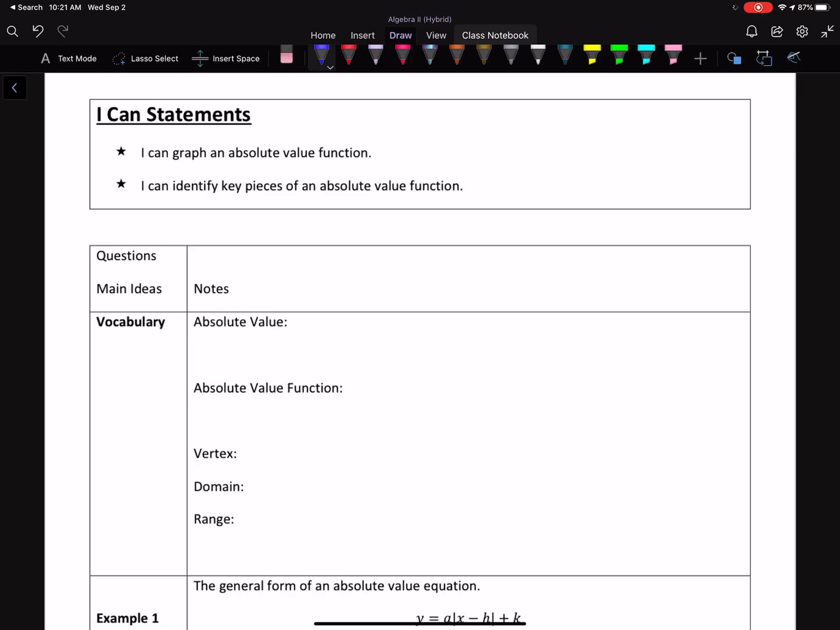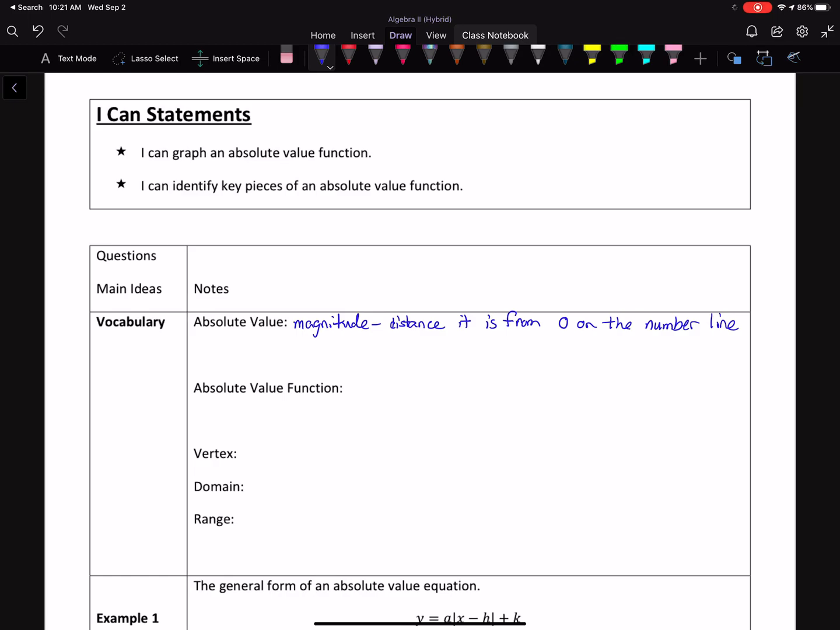So starting with some vocabulary, what is an absolute value? What does that mean? That is basically what we're going to call magnitude. Another way of saying distance. So we'll just call it distance. It is the distance a point is from 0 on the number line. It's just another way to think of it.